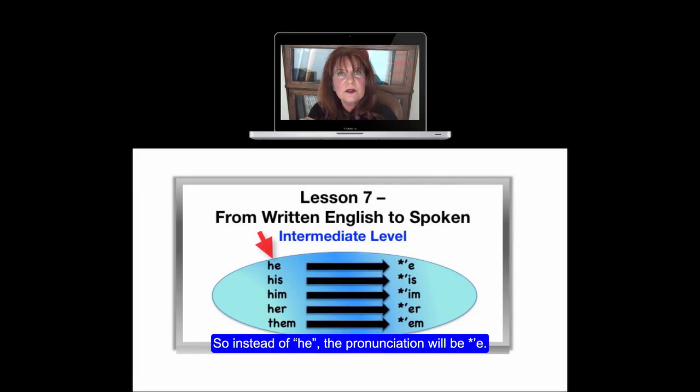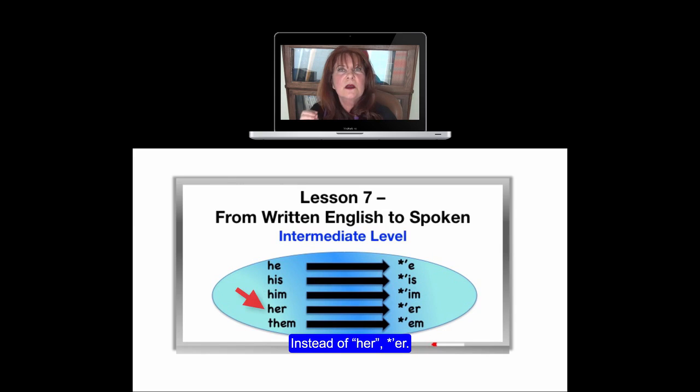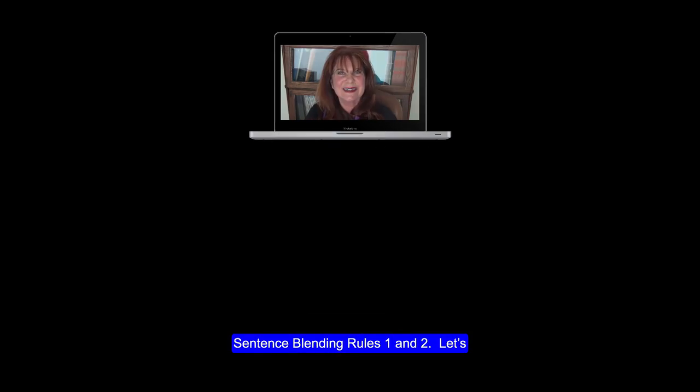We get fewer sounds. So instead of he, the pronunciation will be e. Instead of his, the pronunciation will be is. Instead of him, im. Instead of her, er, and instead of them, em. Okay, so let's get started.